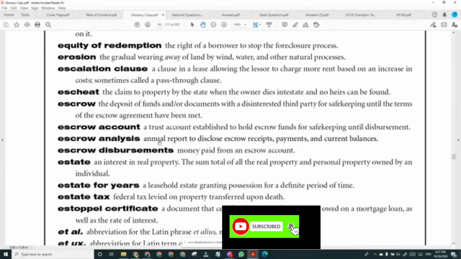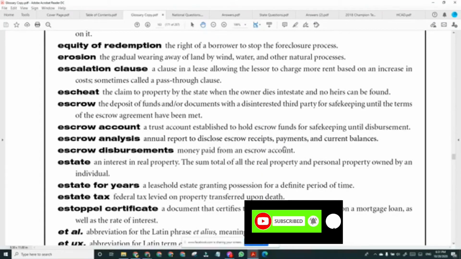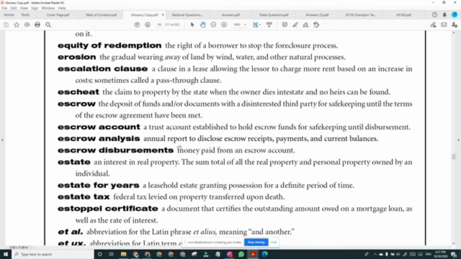Escrow analysis. Annual report to disclose escrow receipts, payments, and current balances. So this is what the title company, the escrow officer, will do before closing, and put everything on the closing disclosure spreadsheet, the settlement statement. And the lender will provide every year, the bank, the mortgage, will provide your escrow receipts, any payments they made, and what the current balance of your escrow is.